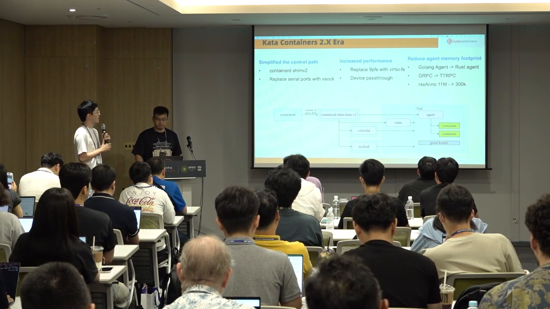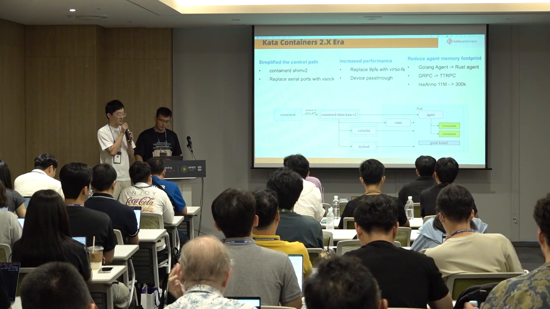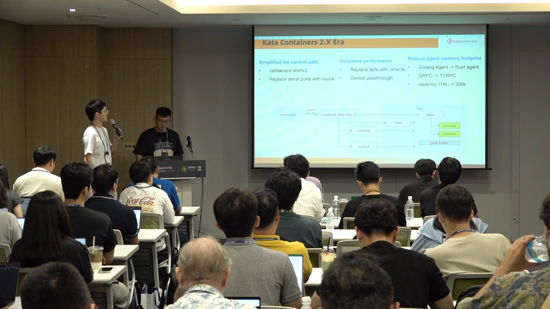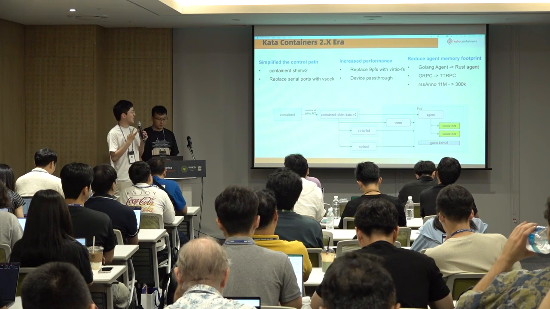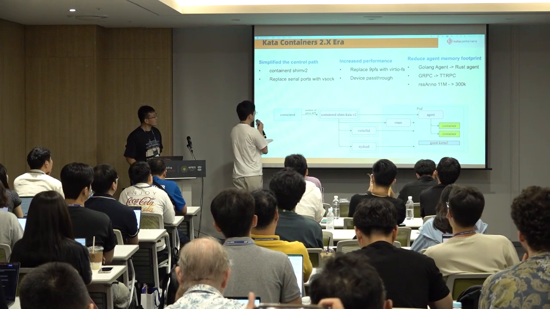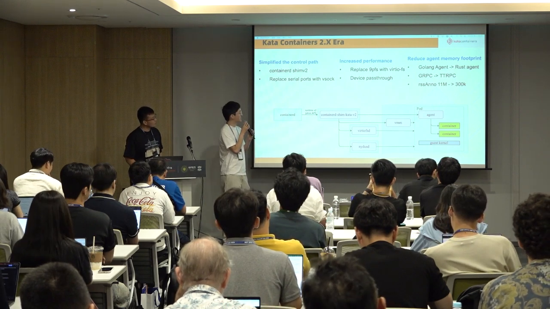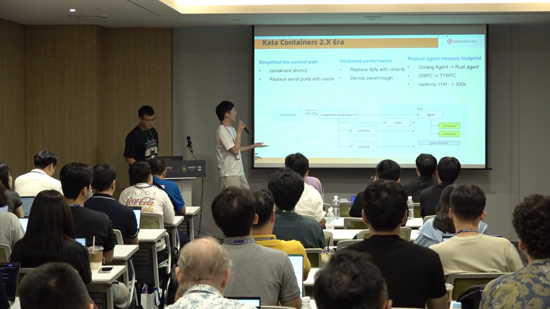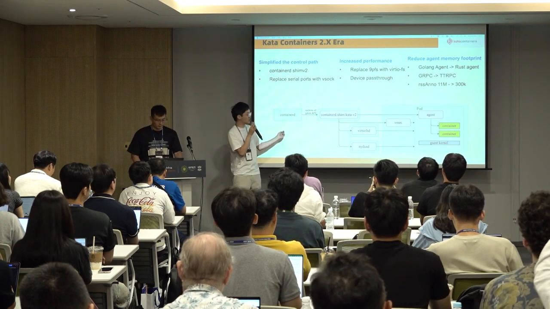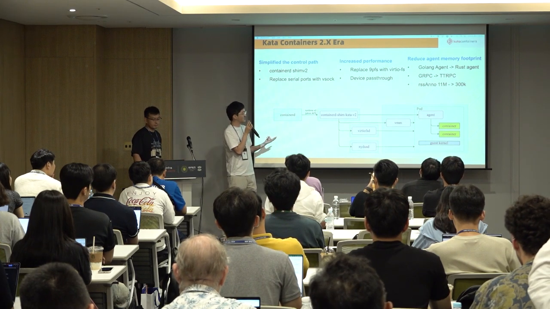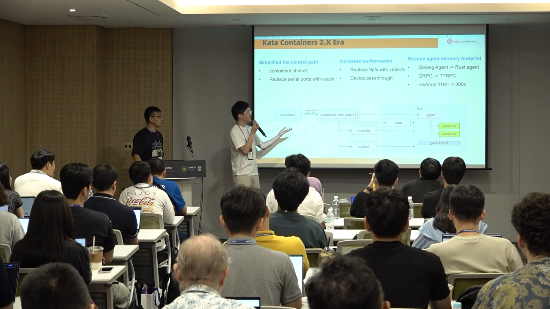Also, we want to give a very brief introduction to the overall architecture of Kata Containers. There are three very important components inside Kata Containers. The first one is the Kubernetes shim, Kata V2, also called the Kata runtime. Its responsibility is to take the instructions from Kubernetes and spawn different containers. And the second important component is the VMM.